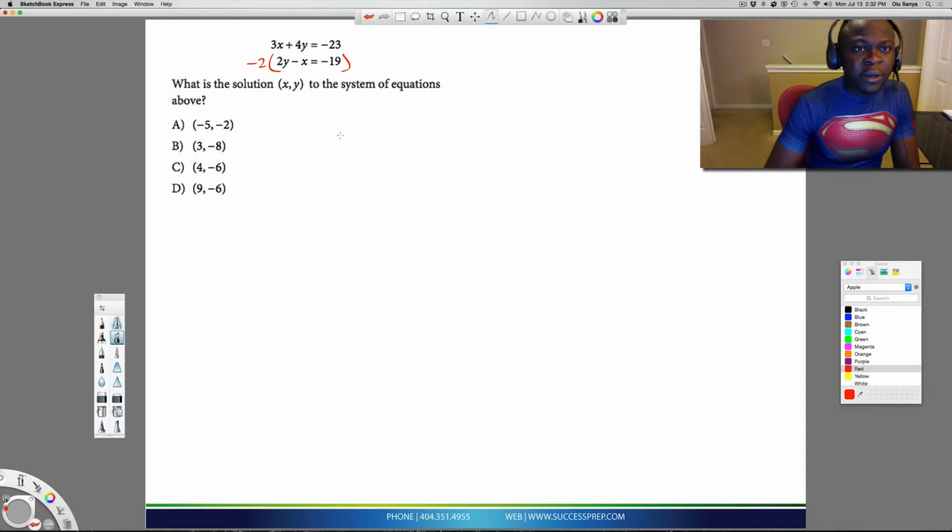So what does this look like? I'm going to write this top equation as is. Let's change the color for that. That's going to be still 3x plus 4y equal to -23, right? But the bottom equation that I have multiplied by -2, I'm going to have -4y there because -2 times 2y. And then I'm going to have -2 times the -x. That's going to be plus 2x there, equal to -2 times -19, which is going to give me positive 38, right? So this is kind of what we have here.